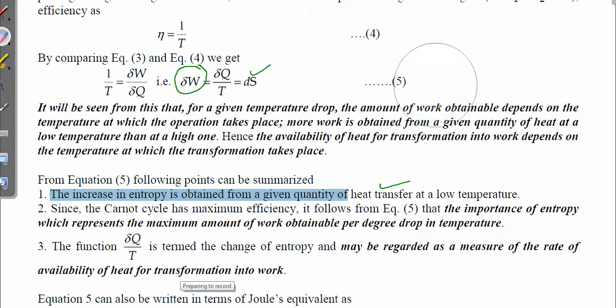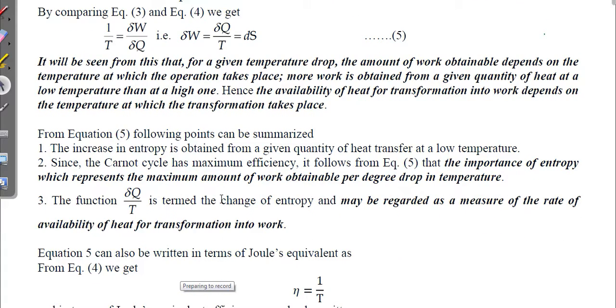Okay, so let's read the third sentence. That is, the function dQ by T is known as entropy change and may be regarded as a measure of rate of availability of heat for transformation into work. So it is giving the rate of availability of heat, that is, what part of the total energy, that is heat, is available for transferring into work. Complete heat is not possible, but what is the rate of availability of heat for transformation into work. So dQ by T will be considered as the rate of heat for transformation into work. So all these three sentences are true.